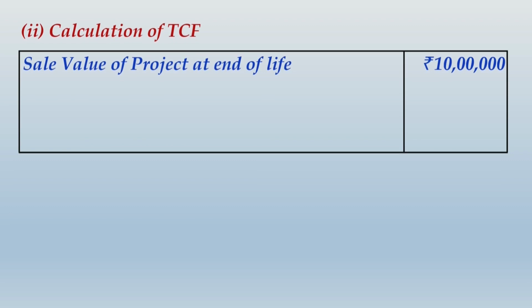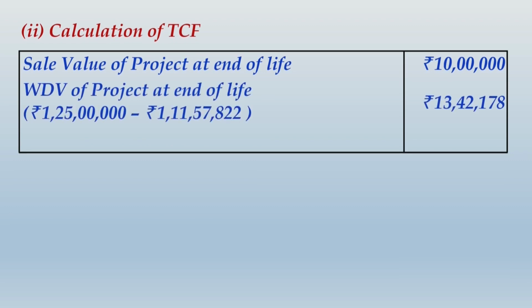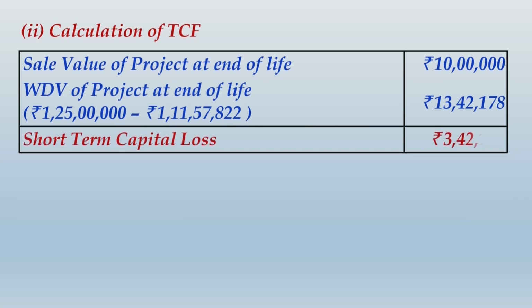But what will be the WDV of assets at end of life? Here what we do is, the cost of the project assets was 1 crore 25 lakhs and the total amount of depreciation for 10 years of life on WDV basis, we have taken this total as total of depreciation of 10 years. That means initial cost of project assets minus the total accumulated depreciation, the WDV of assets at end of life will be 13,42,178. Now if this is the sale value and this is the WDV, definitely you are selling the assets at less than its WDV. So the result will be a capital loss.